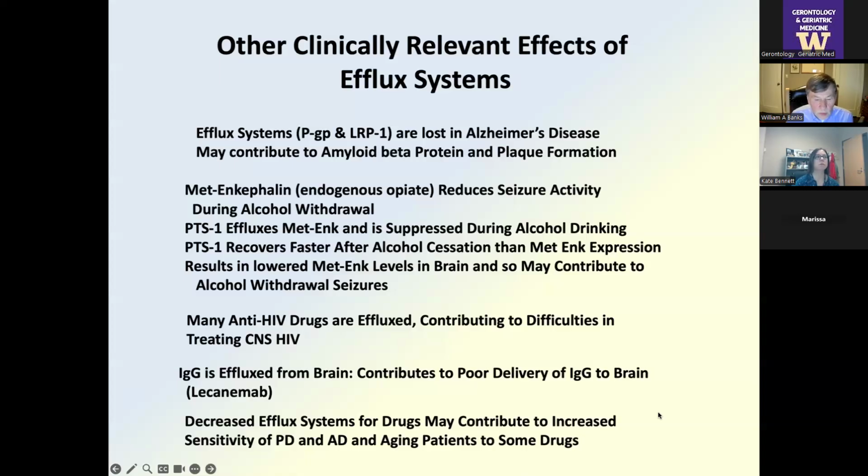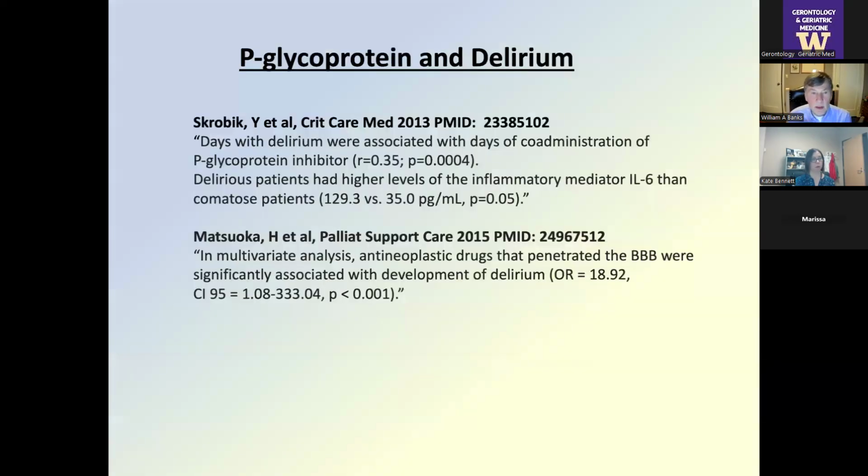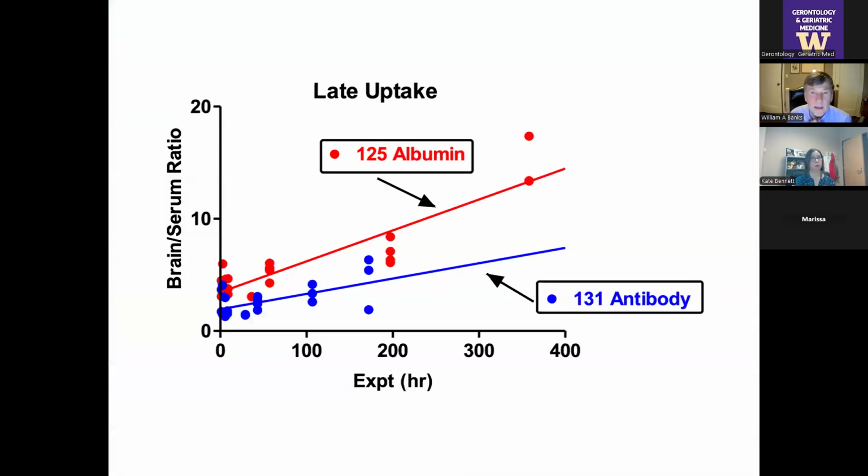And the PGP decreases with both age and dramatically so with AD. Therefore, more drugs, those substrates, are getting into the brain. Maybe this explains in part why Alzheimer's disease patients, aging patients, and Parkinson's patients are more susceptible to some drug toxicities. And then there's some evidence that PGP may be involved in delirium. Running a little long, so I think I will skip that.